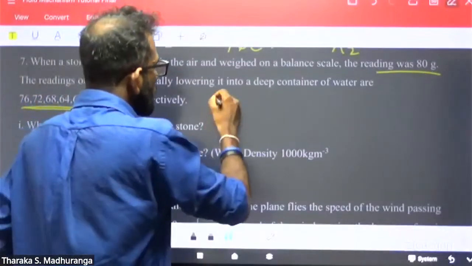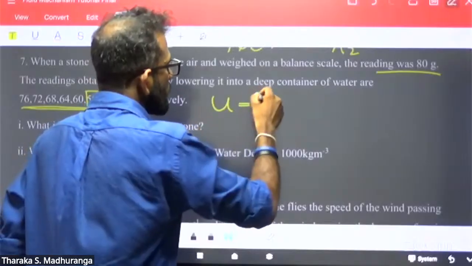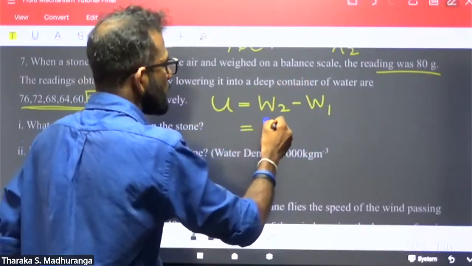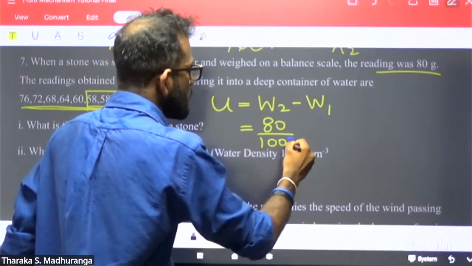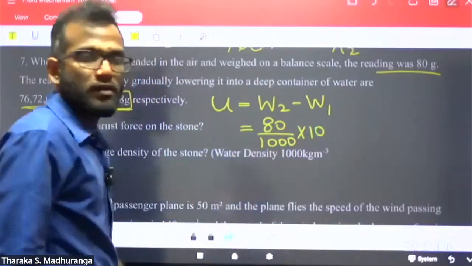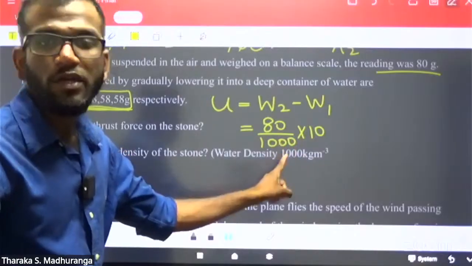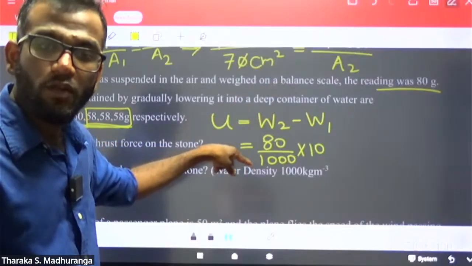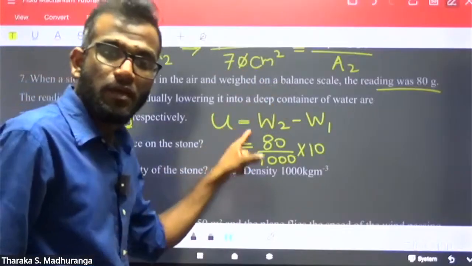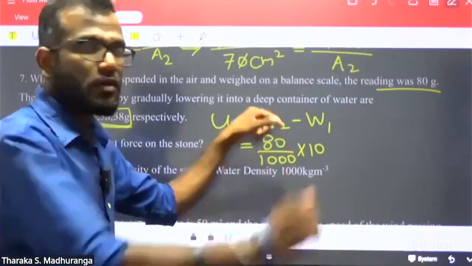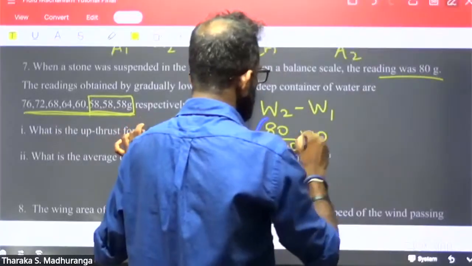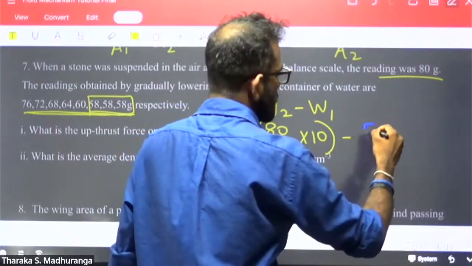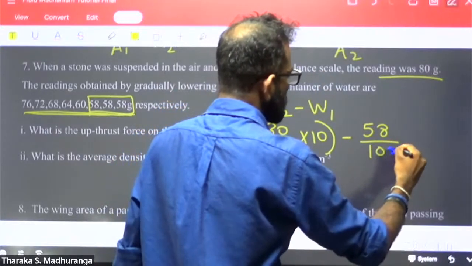Now you already know upthrust force equals weight 2 minus weight 1. Weight 2 is 80 over 1000, in kilograms, multiplied by 10. Why are we doing this? To convert into weight. The 80 is the mass; convert it into kilograms and multiply by 10. This is mg, mass times gravitational acceleration. Minus the maximum upthrust reading: 58 over 1000 times 10.